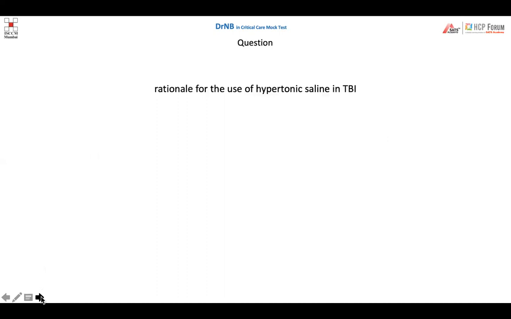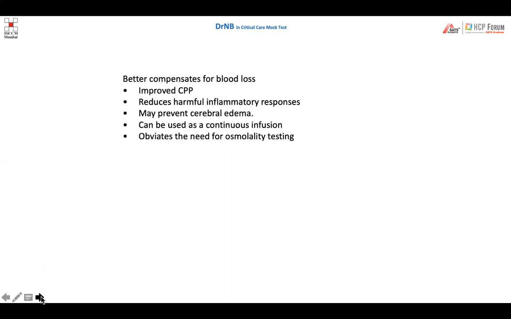Rationale for using hypertonic saline in traumatic brain injury. In traumatic brain injury, especially if the BP is low, you prefer to use hypertonic saline because it compensates for the blood loss and maintains the osmotic pressure. So it improves the cerebral perfusion pressure, reduces harmful inflammatory responses, and prevents cerebral edema. It can be used as a continuous infusion and obviates the need for osmolarity testing, which is often required with mannitol.